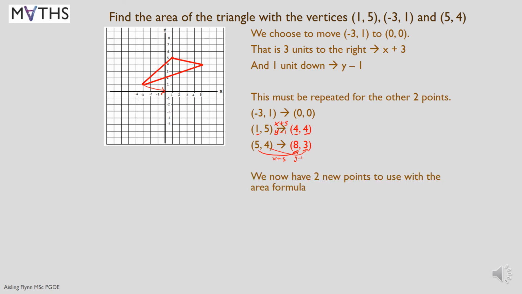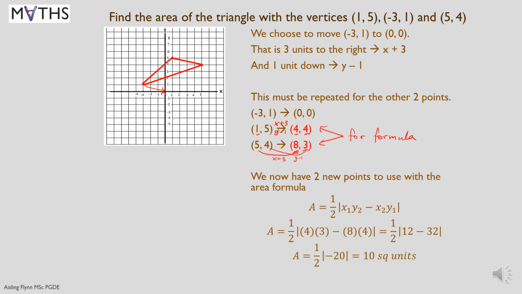And we now have 2 new points to use with the area formula. So the red points here are what we're going to use for the formula. Okay, so putting in the values just like before. We have half of 4 times 3 minus 8 times 4, so we have half of 12 minus 32. We get half of minus 20, so remember we always take the positive value of what's inside, which is plus 20, and half of 20 is 10 square units.